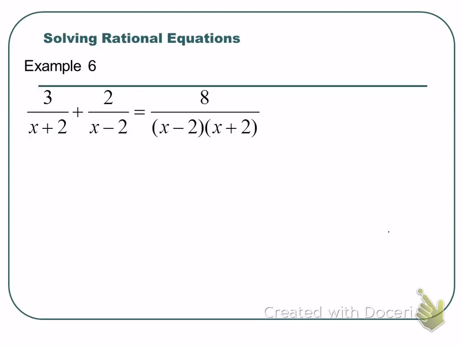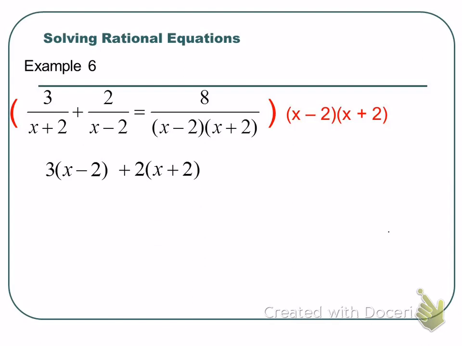If you multiply through by x plus 2, x minus 2, in the first term the x plus 2's cancel and we're left with 3 times x minus 2, which is 3x minus 6, right? In the next term the x minus 2's cancel and we're left with 2 times x plus 2, and then that's all going to be equal to 8.